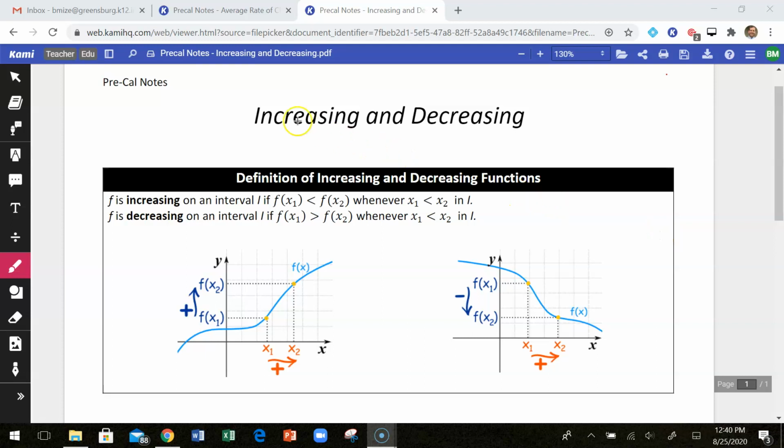Okay, this video is just going to talk about what increasing and decreasing mean in terms of a function. I think it's pretty self-explanatory. The math gets a little bit confusing as you read through this, but these visuals may help.